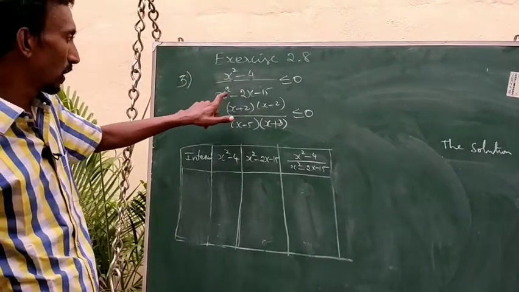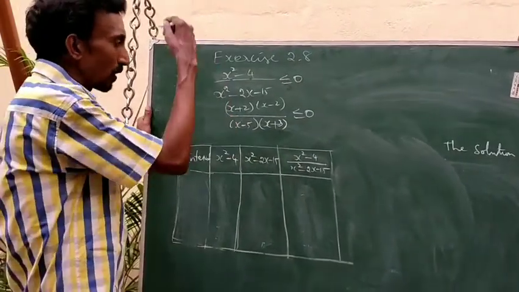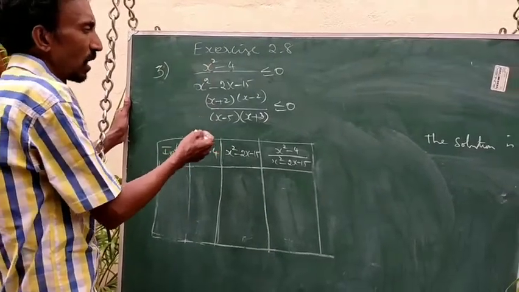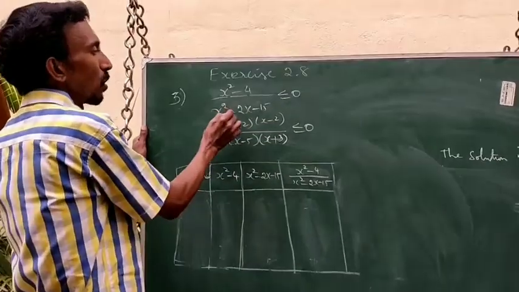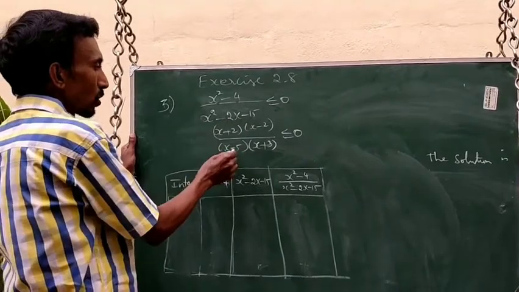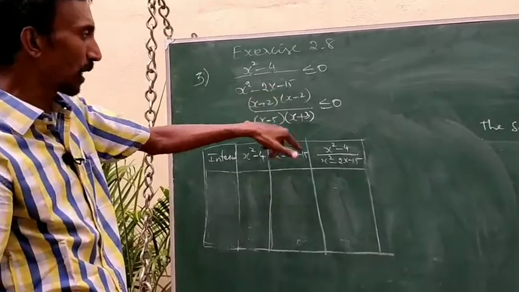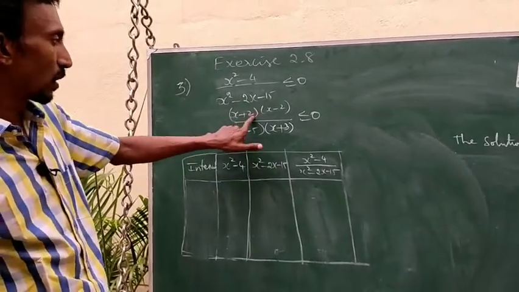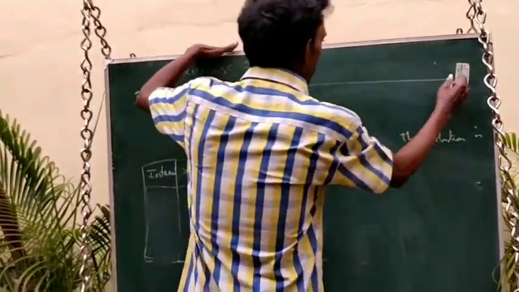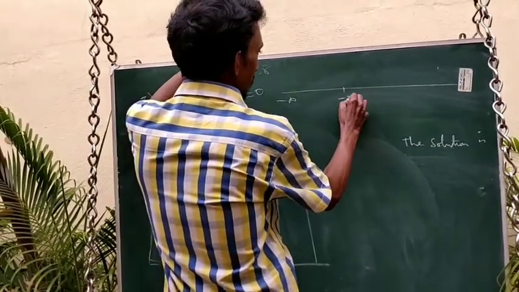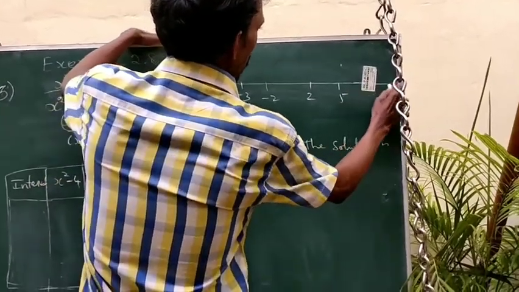Now solve x square minus 4 divided by x square minus 2x minus 15 less than or equal to 0. To obtain the solutions of the numerator and denominator separately, we can make them into factors. The numerator is of the form a square minus b square, (a plus b)(a minus b). In the denominator, product is minus 15, addition is minus 2. So minus 5 plus 3. So (x minus 5)(x plus 3). Once again equate the numerator and denominator factors to 0 separately. We are getting x equal to minus 2, x equal to 2, x equal to 5, x equal to minus 3.